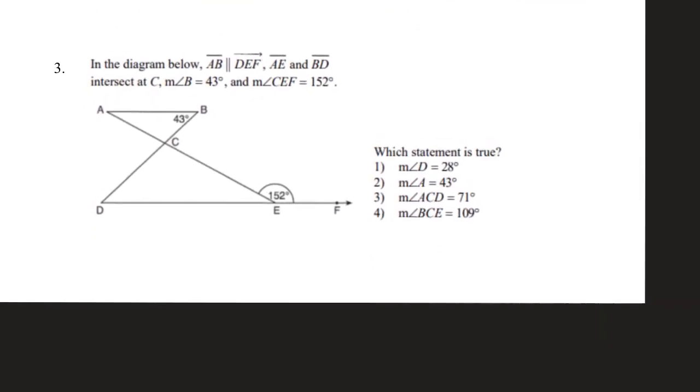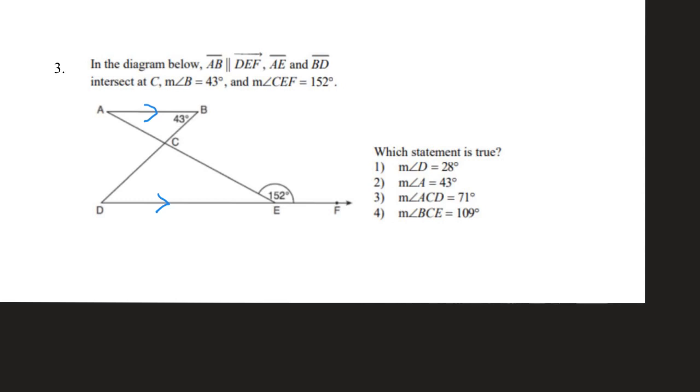Last, but certainly not least, number 3. What do we have here? Diagram below. We have that AB is parallel to DEF. So that's not drawn in for us, so let's just mark that. AB is parallel to DEF. Then we have AE and BD intersect at C, and the rest of our givens are already drawn in for us. And what the question is asking is, which statement is true?